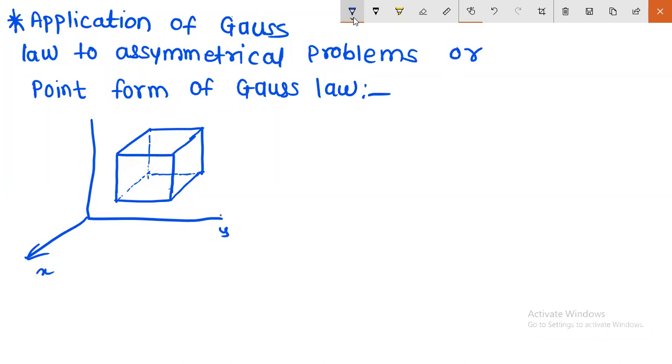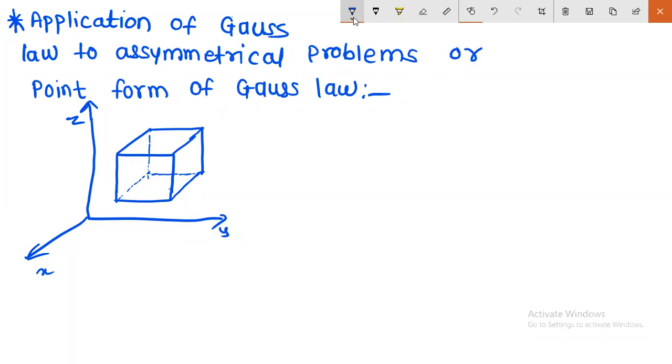Now you can consider the x, y, and z axis. Now consider one rectangle. So this is one small closed surface, that is a rectangular box. As I am considering a small or differential surface, I'll give the differential lengths here.